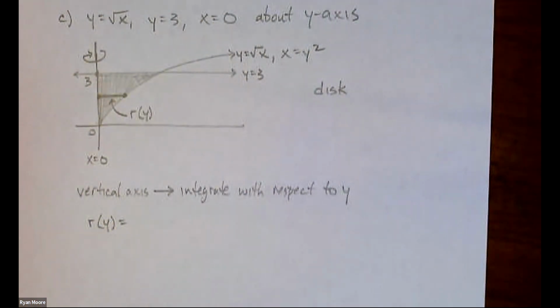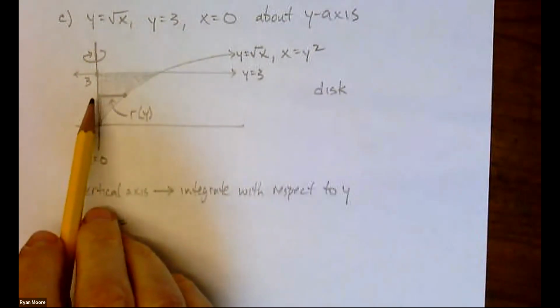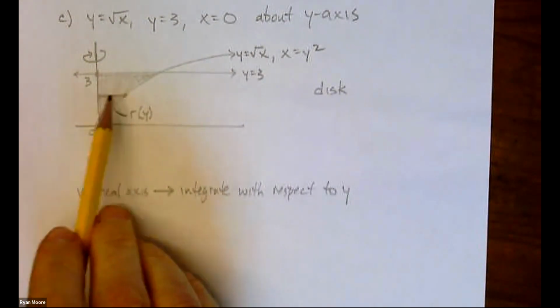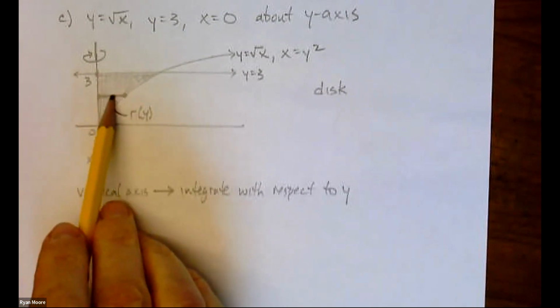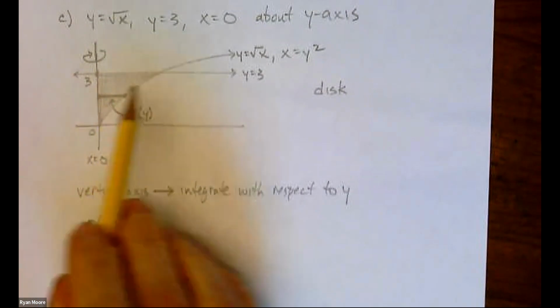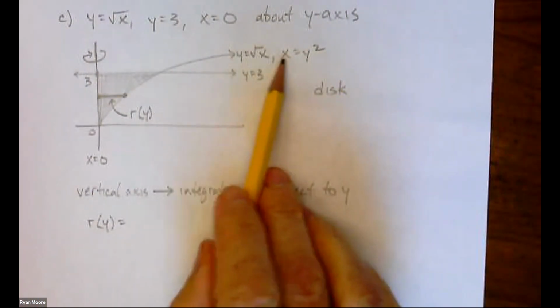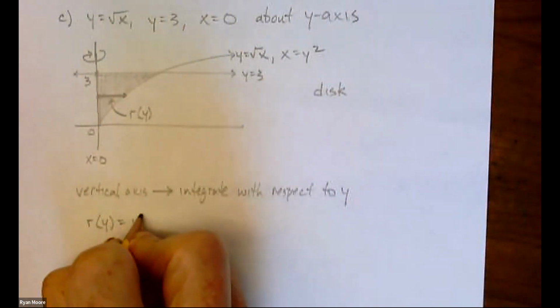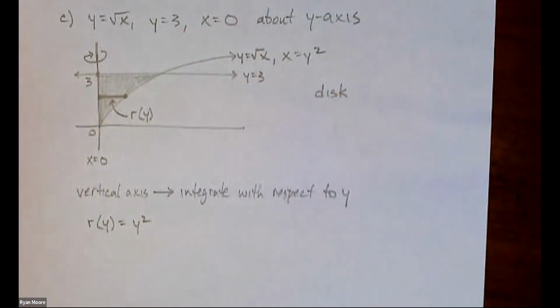Perfect. That will help us figure out r of y. What is r of y going to equal? Very much like in the last two, if you start on the y-axis and then you move out, you're really just thinking, what is the horizontal distance there? The horizontal distance is described by x, and x is equal to y squared. So r of y will equal y squared.